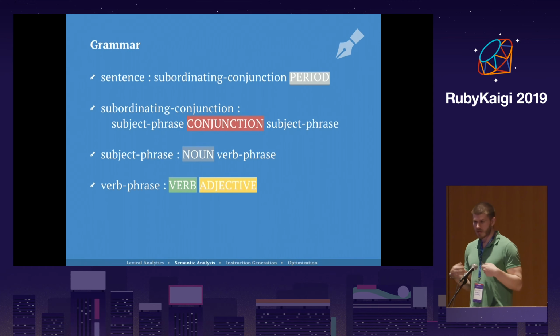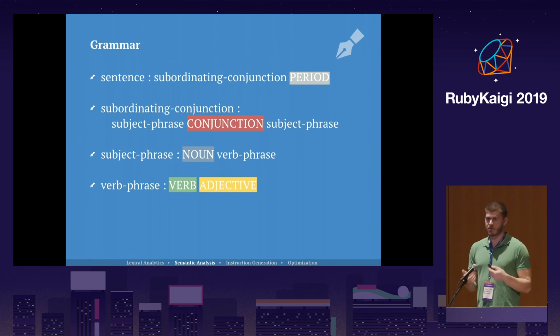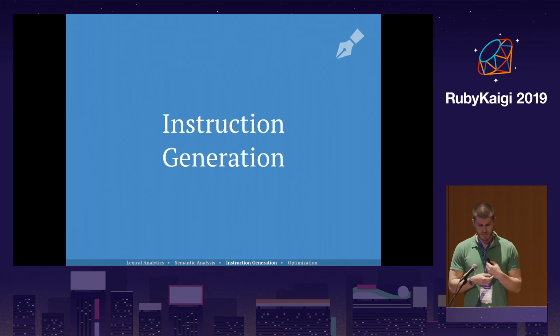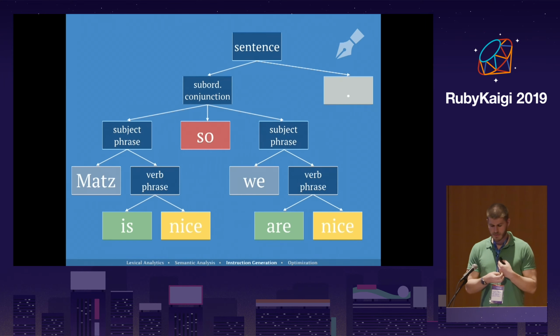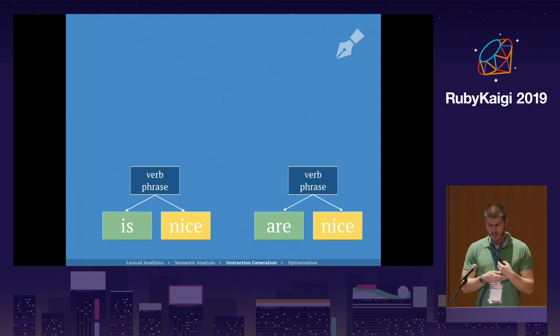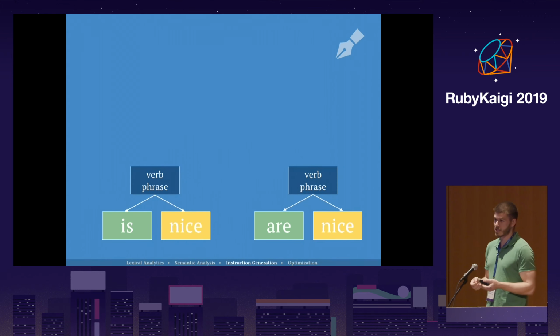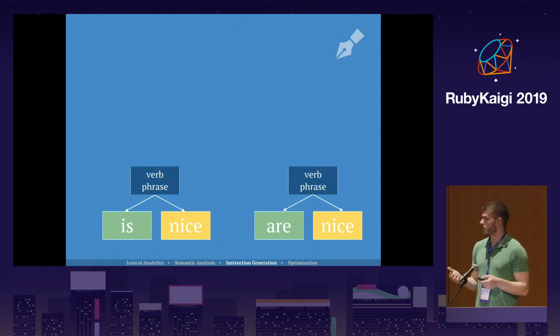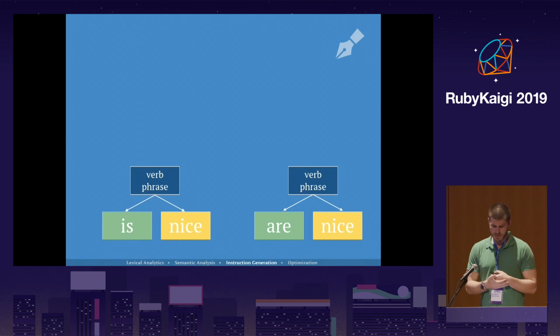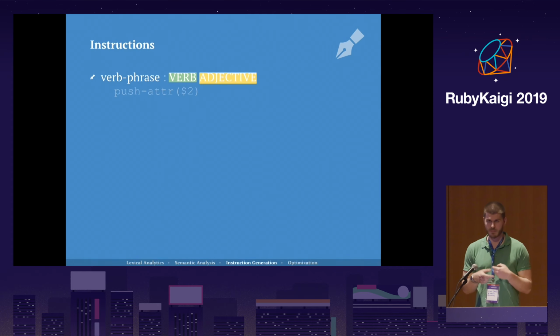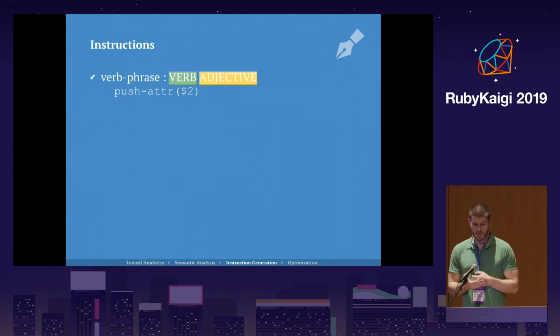So, okay, we've generated our grammar. Next, we need to go and generate instruction sequences for our virtual machine. Taking our existing structure, we can go down to the bottom of the tree, and we need to determine what this is actually going to do. Since "is" and "are" are really the same verb, and we have some adjectives, we're just going to say, okay, for verb phrases, we're just going to push some attribute onto the stack.